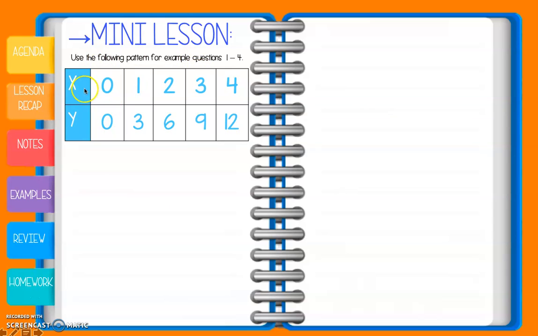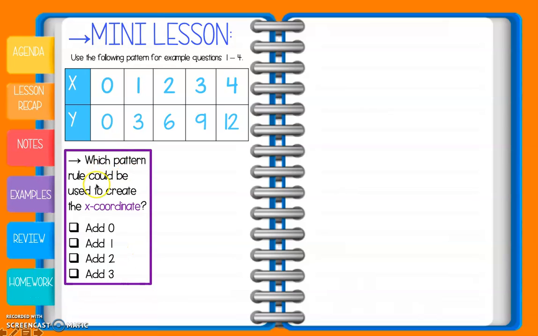So here's our pattern. We have x is 0, 1, 2, 3, and 4, when y is 0, 3, 6, 9, and 12. Our first question says, which pattern rule could be used to create the x coordinates? So we're just looking at our x coordinates here, and we've got to figure out which of these patterns would work. We have 0, then we go up to 1, then 2, then 3, and then 4. So are we adding 0, add 1, add 2, or add 3? We could keep this pattern going in our x column by adding 1 every single time. Okay, so let's take a look at our y column.